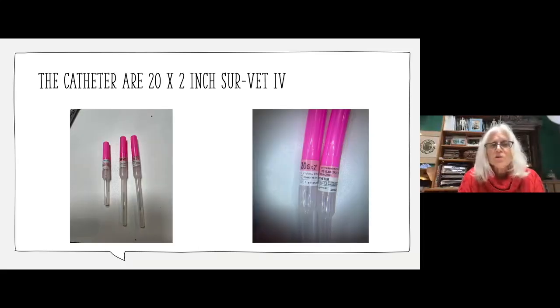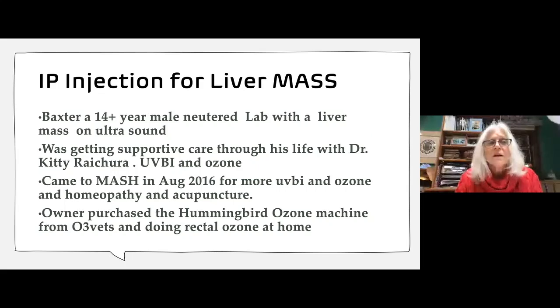These are the catheters that we use. They are 20 gauge, 2 inches, and they're called Shervet IVs. Next to this one, you can see a 1-inch catheter, which is what we typically use when we put in an indwelling catheter, so these are longer. He was getting support through his life with Dr. Kitty Ruptured. If you know her, she was one of the earlier ozone veterinarians too. She passed away several years ago, but she came in 2016.